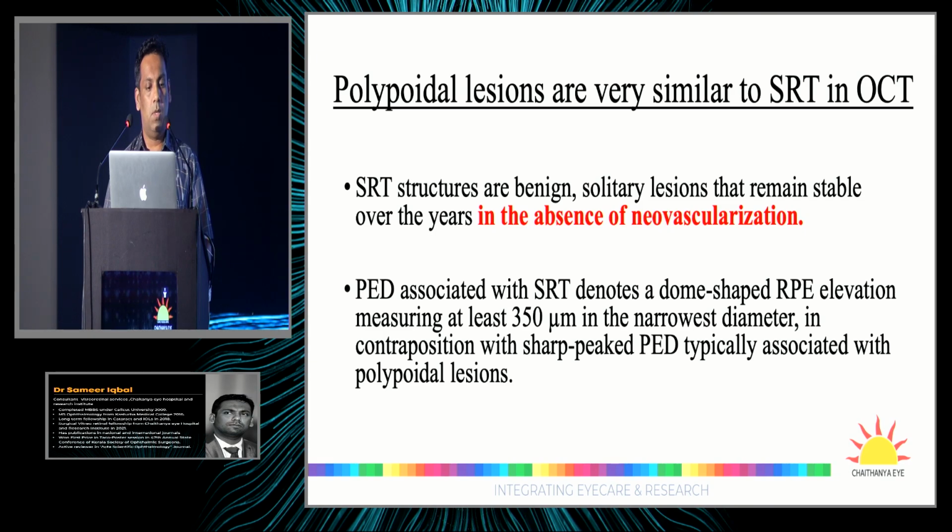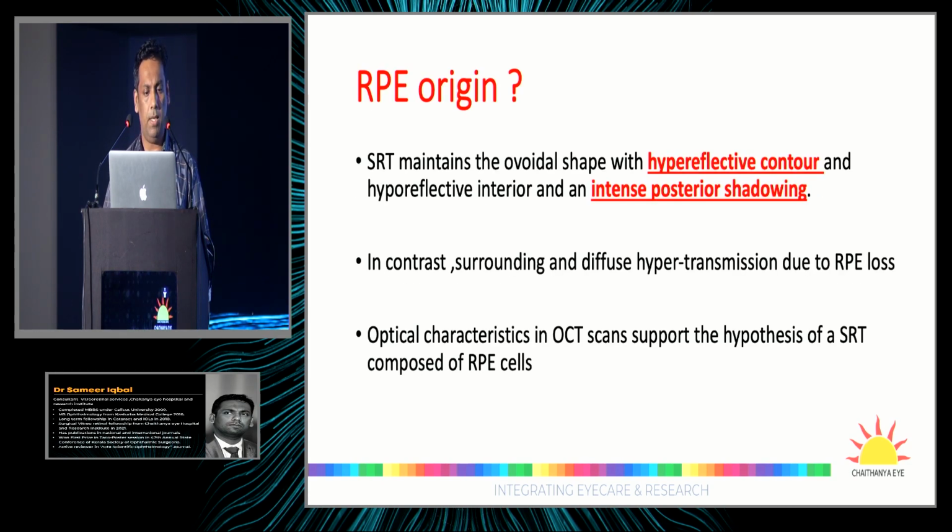Polypoidal lesions can also mimic them, but SRTs are very benign solitary lesions which remain stable for a longer period of time in the absence of neovascularization. Maybe the PEDs associated with them give a clue regarding differentiating these two lesions. PEDs associated with SRT are generally dome-shaped, whereas the PEDs associated with polyps, as we all know, are thumb-shaped.